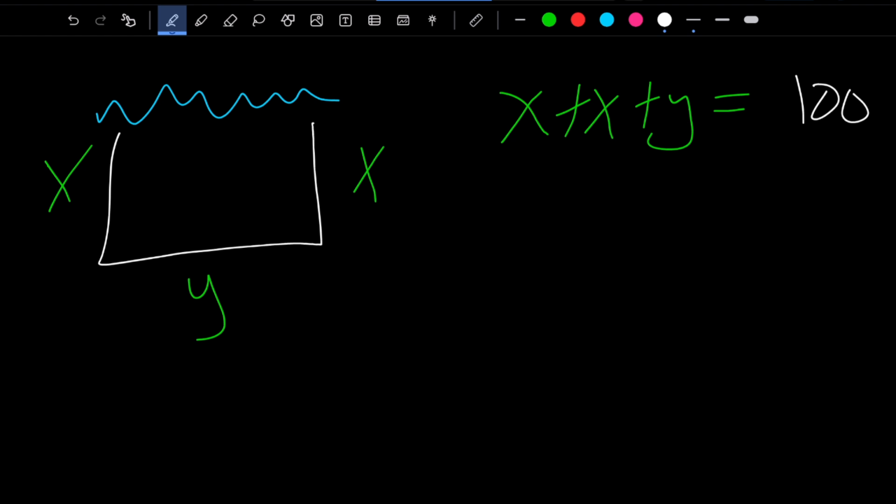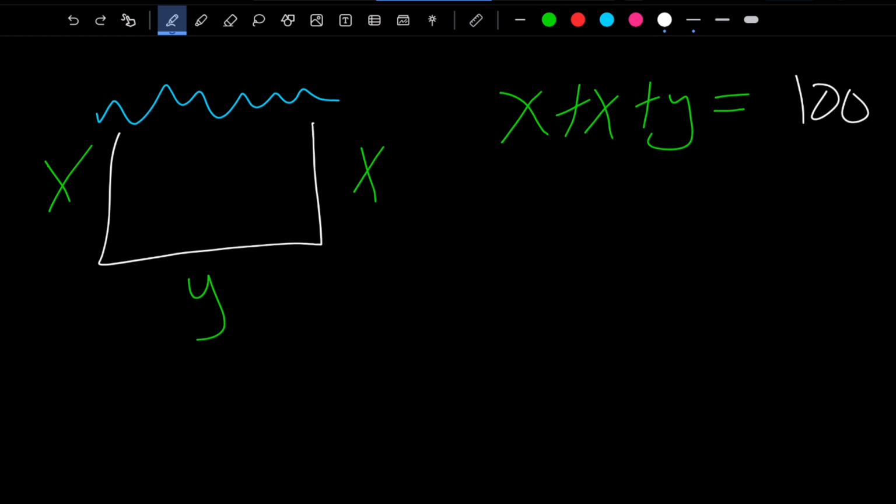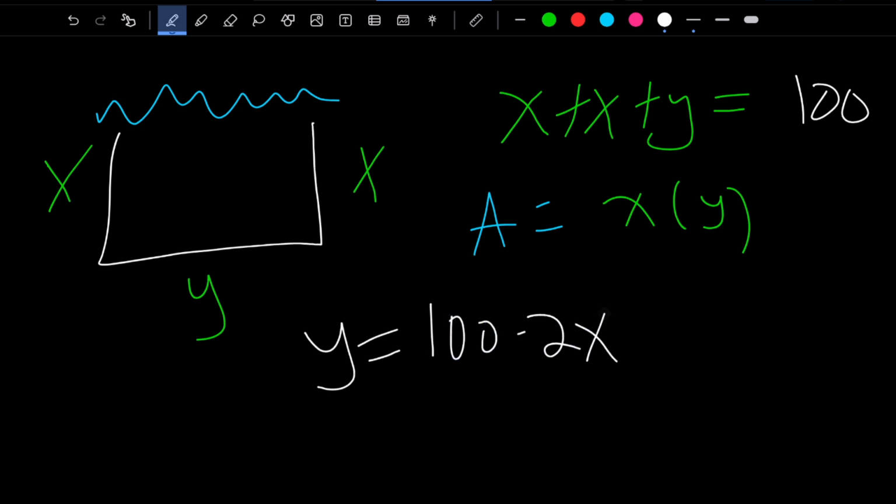How do we find this? Well, we have a constraint. This is our constraint. This must be true. So basically, we need to write another formula. Area equals x times y. This is what we want to maximize. So we have the constraint, and we're going to plug the constraint into the formula, which is y equals 100 minus 2x. Plug that in for y, and you get area equals 100 minus 2x times x, because this became the y.